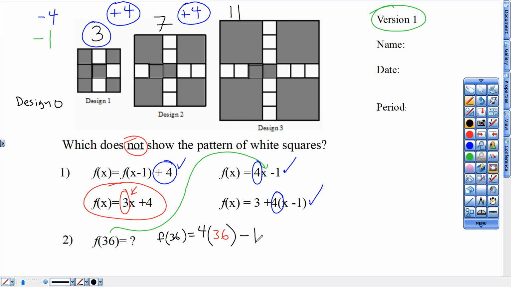Running to grab my calculator. So 4 times 36 gives me 144. And then I take away that 1, which tells me at 36 steps, or when x is 36, the y number is 143. That's how many white squares I would have if I went up to design number 36. That's how many I would have. All right, that would be 143 squares. All right, moving on.